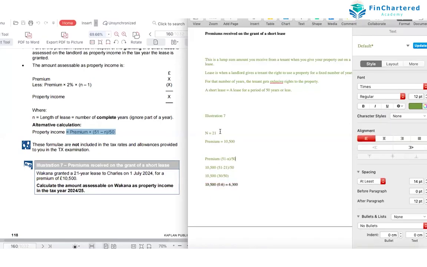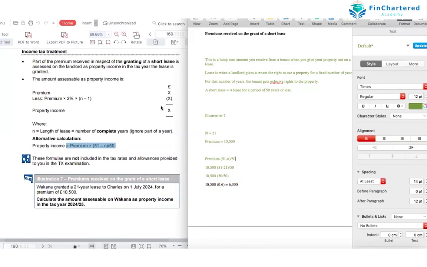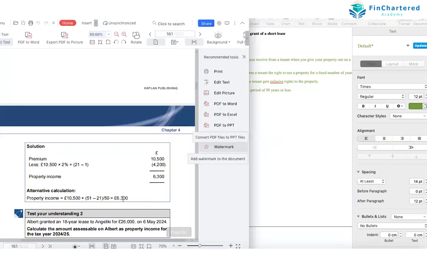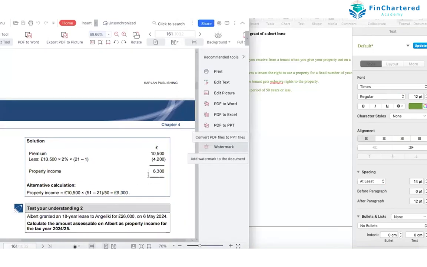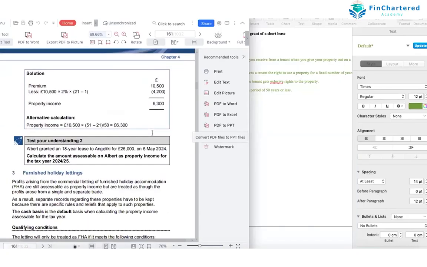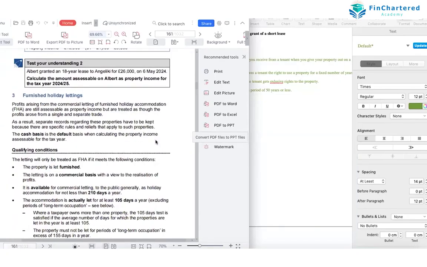You can implement the same thing in the first formula also and calculate. You can do whichever is easy for you. Either way, you get the answer of 6,300, with which the second part of the chapter is done.